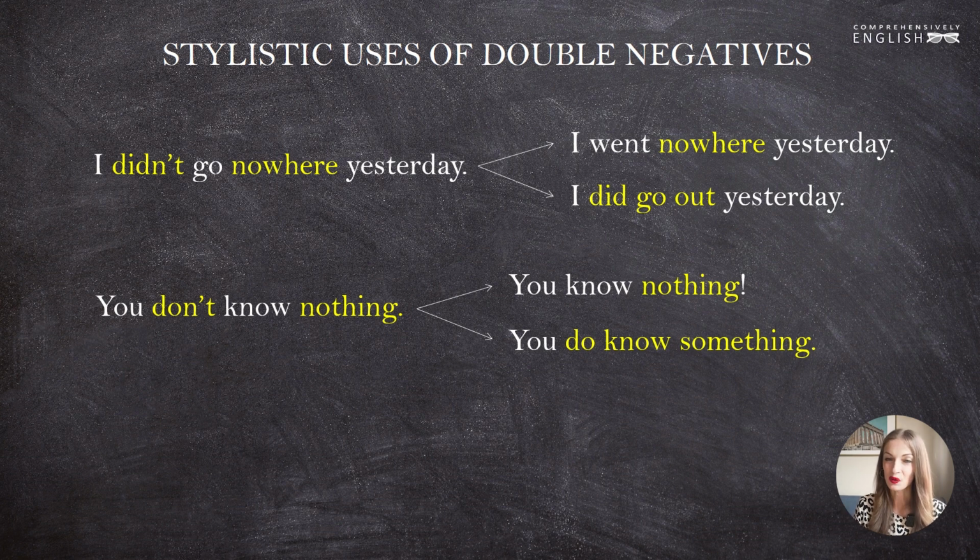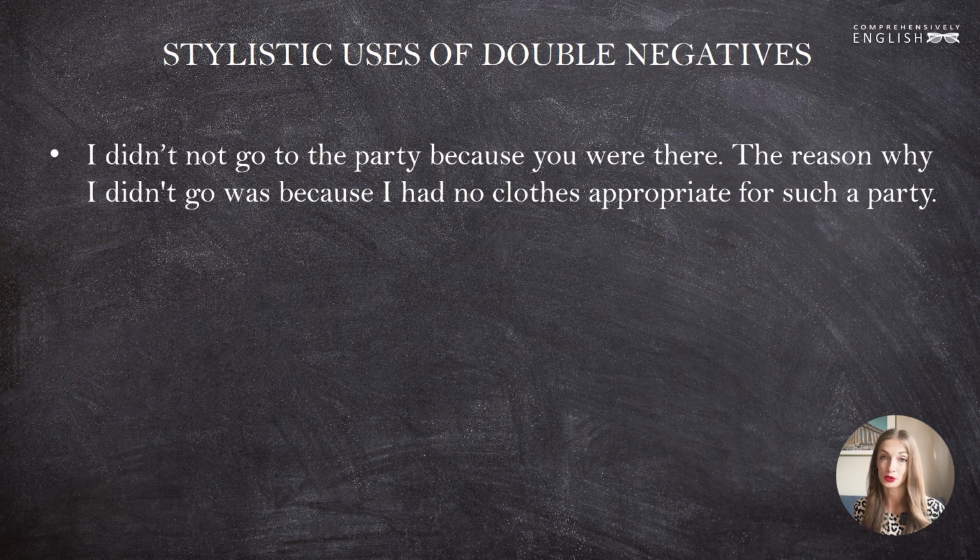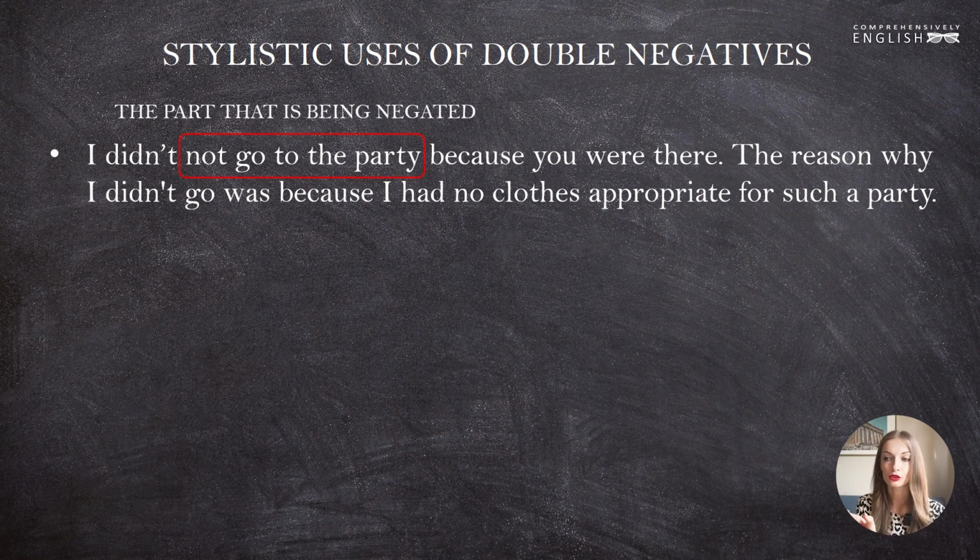Now let's look at somewhat different cases when we may have two negative components, but they perform neither of the functions that I have mentioned. I didn't not go to the party because you were there. The reason why I didn't go was because I had no clothes appropriate for such a party. You see, though, here we have two negative components, one right after another. I didn't not, but not belongs to a bigger part. Didn't negates this whole part. Not go to the party. I didn't not go to the party because you were there, right?